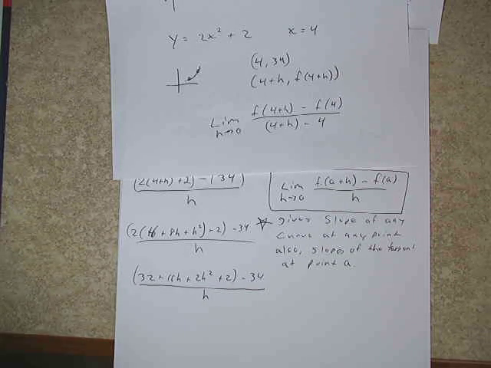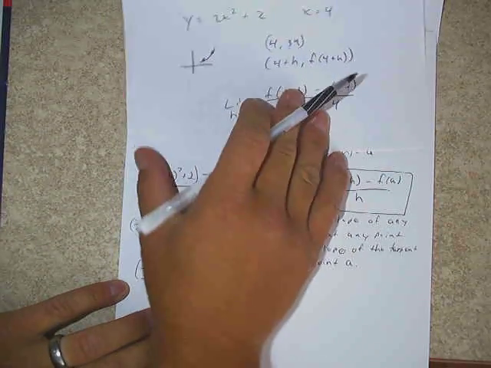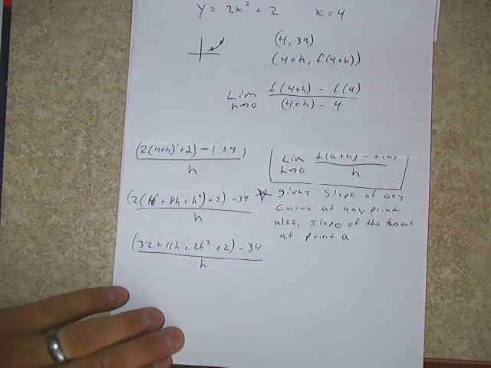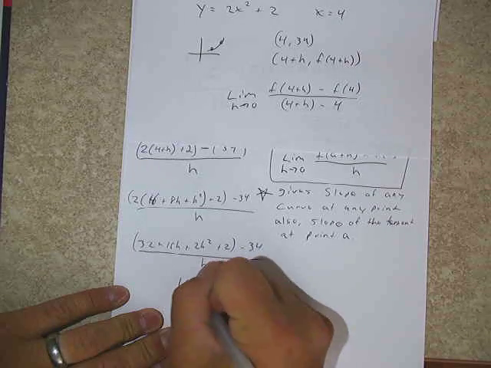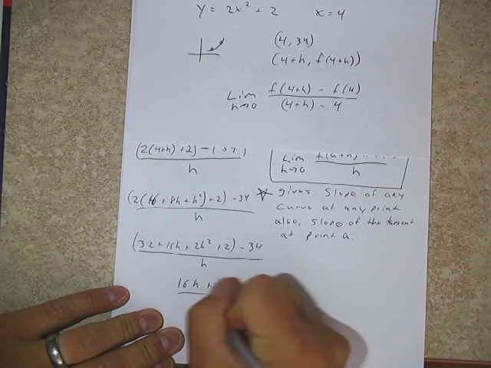So all we did in step 2 here is expand the 4 plus h. And then from there I would multiply the 2 into the parentheses in this case. So 32 plus 16h plus 2h squared. Okay, and notice that 2 has nothing to do with this 2 over here, so we still have a plus 2 here. Minus 34, of course.